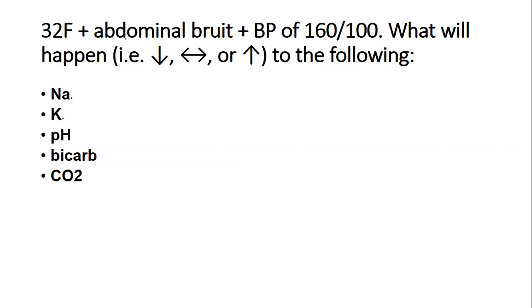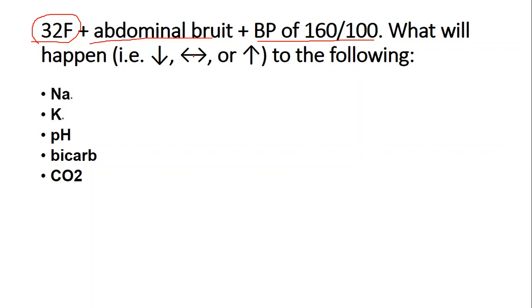So this patient is suffering from fibromuscular dysplasia. So you see that this patient is 32 years old. And this 32 years old lady has hypertension, BP of 160 by 100, plus abdominal bruit. It means the patient has a stenosis of the renal artery, but this stenosis is because of the fibromuscular dysplasia. If the patient is of young age and female gender, you must think of fibromuscular dysplasia as an etiology.